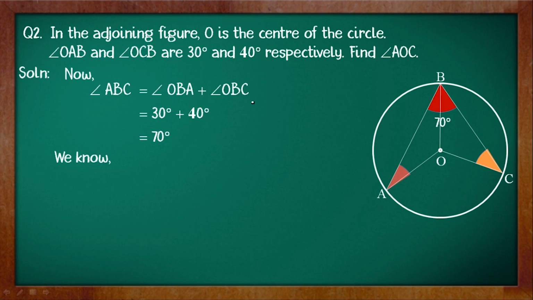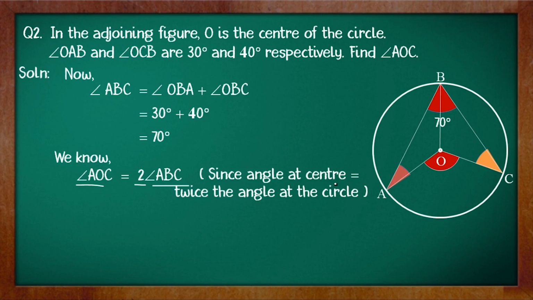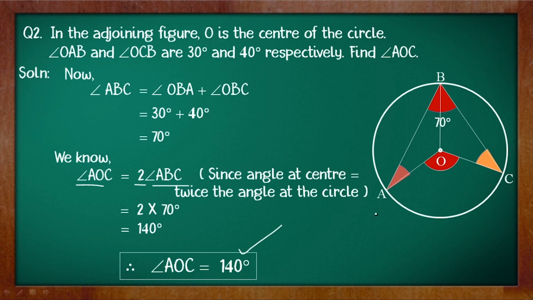Now we know that angle AOC is the angle at the center, and angle ABC is the angle at the circle. So angle AOC will be twice angle ABC, since the angle at the center is twice the angle at the circle. We know the value of angle ABC is 70 degrees. Putting the value of ABC, we get 2 into 70, that will give us 140 degrees. Therefore the measurement of angle AOC is 140 degrees.